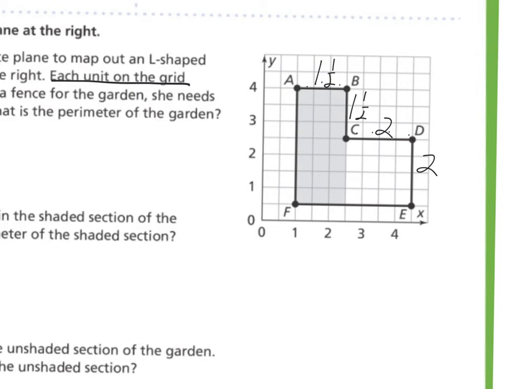If you look at E to F, we got a half, 1, 1 and a half, 2, 2 and a half, 3, 3 and a half. And A to F, a half, 1, 1 and a half, 2, 2 and a half, 3, 3 and a half. And then finding the perimeter, then we just need to add those together.